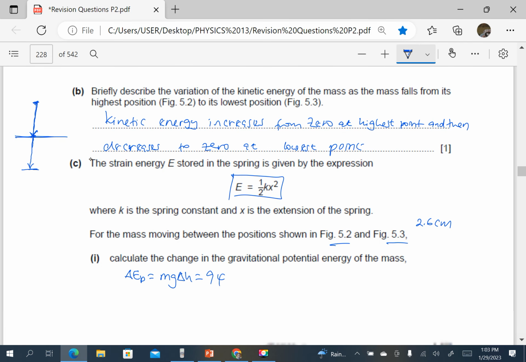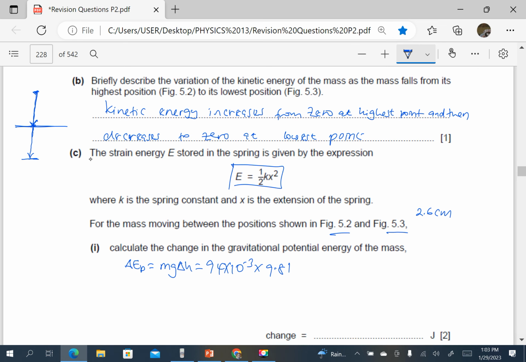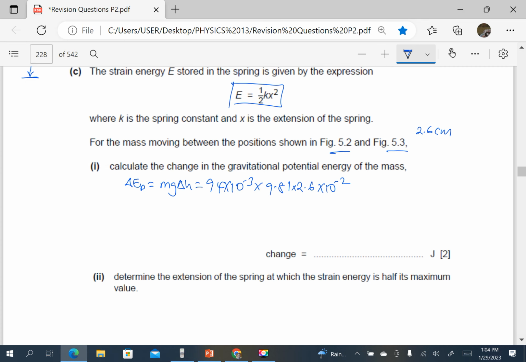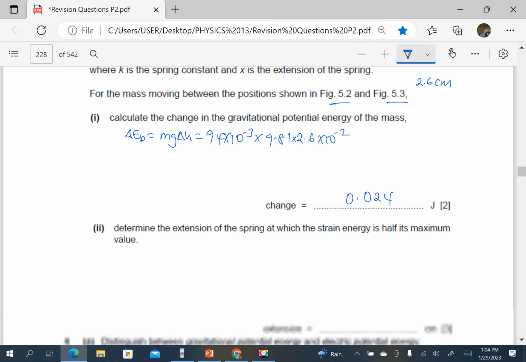So that is 94 times 10 power negative 3 times g, which is 9.81, then times the change in height, which is 2.6 times 10 power negative 2. So that is 0.024. The change is 0.024.